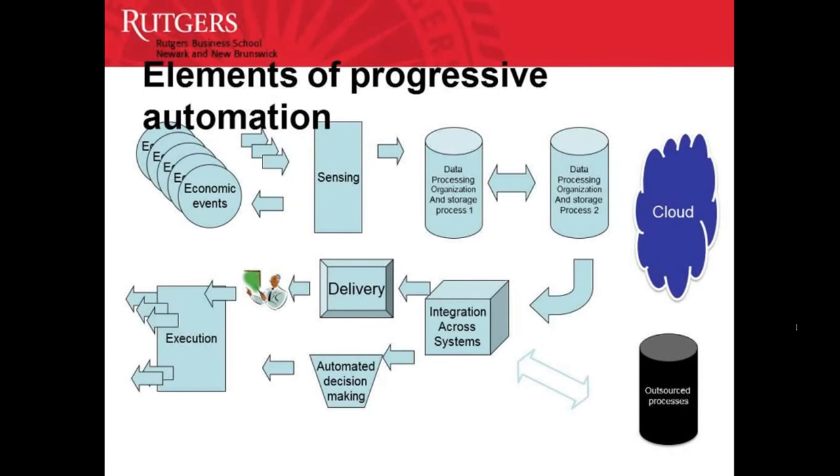Okay, so that was clustering, but how fast are we moving ahead? Just think about this. This is actually a representation of progressive automation. Things happen. You use automatic sensing these days to capture things. If you have to enter them manually, what you are doing is creating a large number of errors. Then you store it away, and you might have more than one storage place and reason. You might put it public on a cloud.